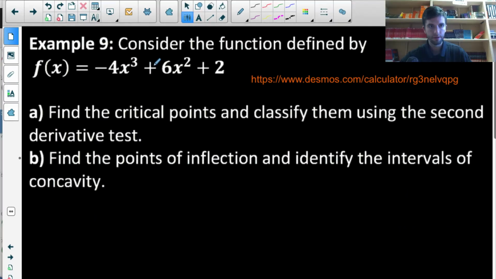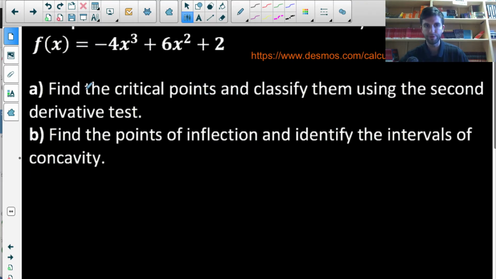Next example. Example 9. Consider the function defined by f at x equals -4x cubed plus 6x squared plus 2. What we're going to do with this function is find critical points and classify them as local max or min points using the second derivative test. And we're also going to find points of inflection and identify the intervals of concavity. So let's start right with part A, where we have to start with finding critical points.